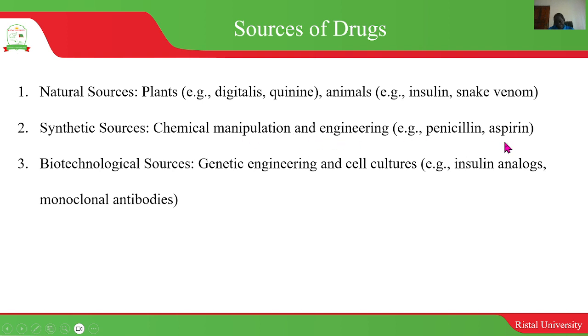Synthetic sources, we say chemical manipulation and engineering. For example, our penicillins that are commonly used, from the narrow spectrum penicillin to the extended spectrum penicillin, the amoxicillins and the ampicillins that we use currently. All these are groups of the penicillins. Also, aspirin is one of the synthetic drugs. And then we have the biotechnological sources. These ones are made through the process of genetic engineering and cell cultures. We also have some insulin analogs made through genetic engineering, and the monoclonal antibodies.